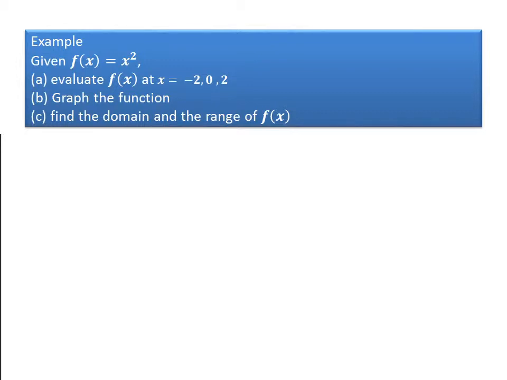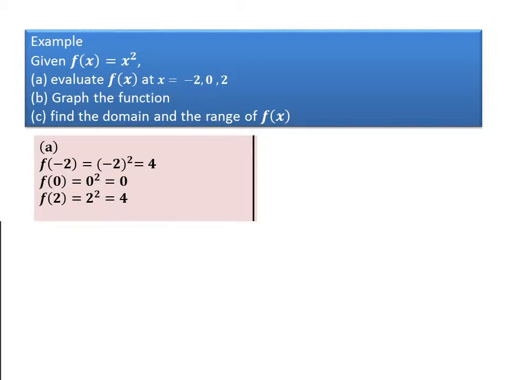Part A, evaluate f of x when x is equal to minus 2, x is equal to 0, and x is equal to 2. Part B, graph the function. Part C, find the domain and the range of the function. So we start with part A. What is f of minus 2? We simply plug in minus 2. We take minus 2 to its square, so this is 4.